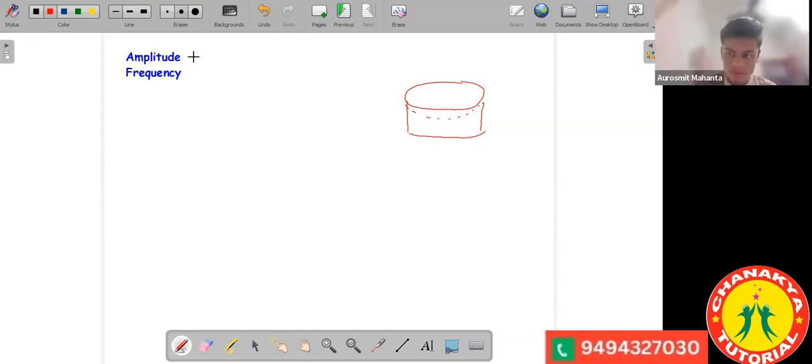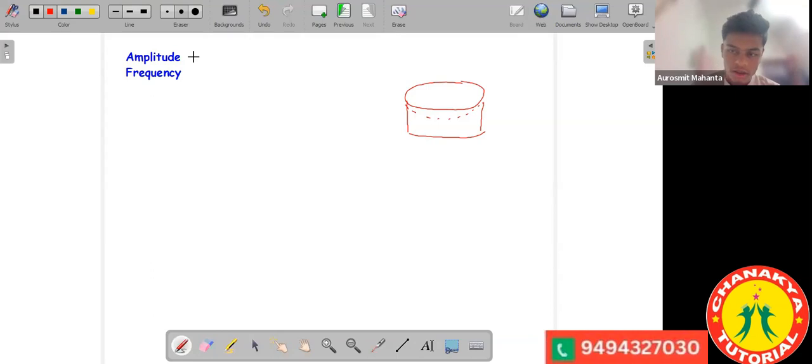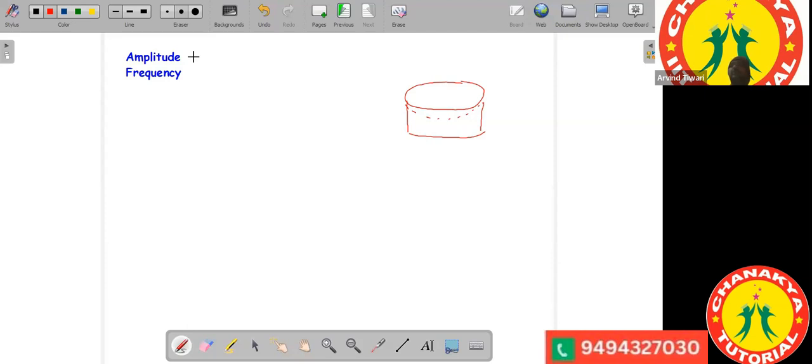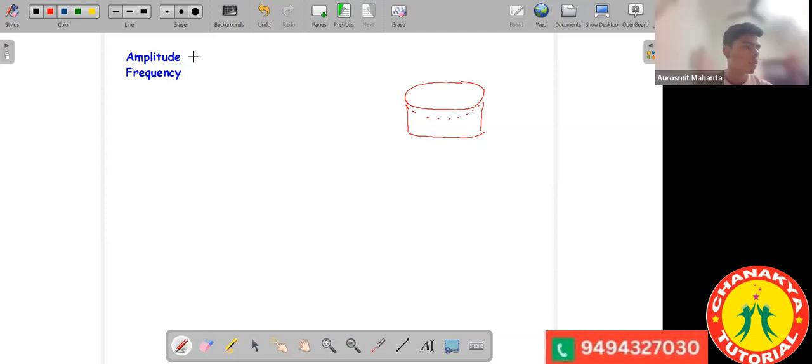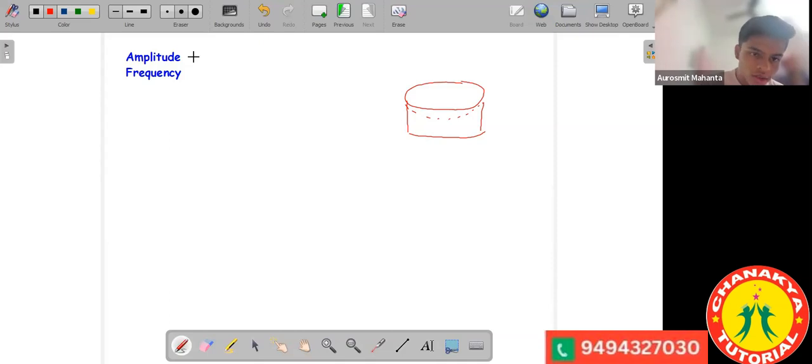Smith, what does the amplitude tell us about the sound? Sir, it shows the loudness of the sound. Okay. And what does frequency tell us? Sir, pitch. Okay. And can you give an example for the pitch of the sound? Sir, the sound is treble or hoarse like that.